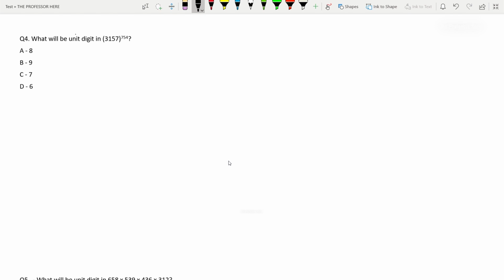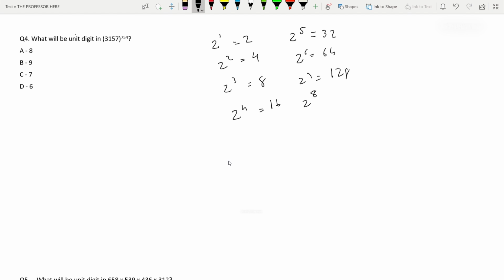Before taking on this question, let's observe some things. 2 raised to 1 is equal to 2. 2 raised to 2 is equal to 4. 2 raised to 3 is equal to 8. 2 raised to 4 is equal to 16. 2 raised to 5 is equal to 32. 2 raised to 6 is 64. 2 raised to 7 is 128. 2 raised to 8 is 256. 2 raised to 9 is 512, and so on and on.